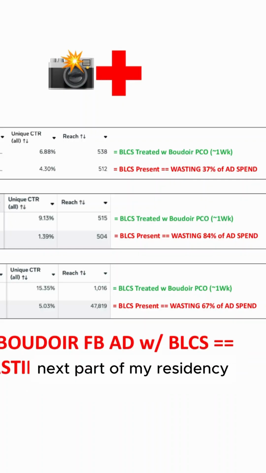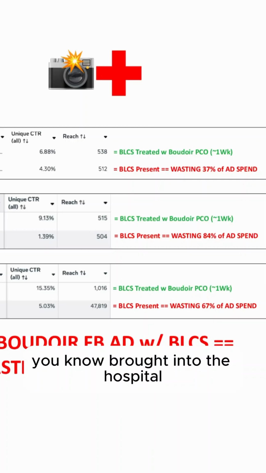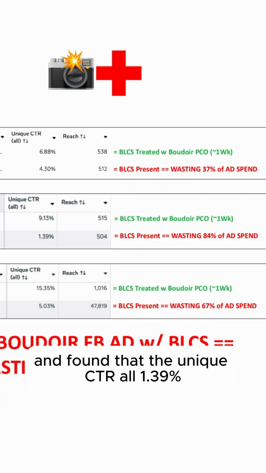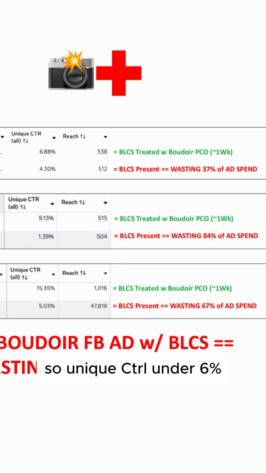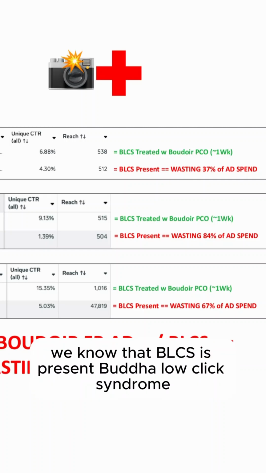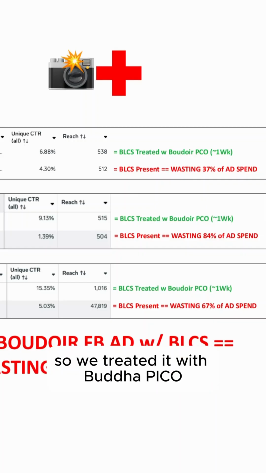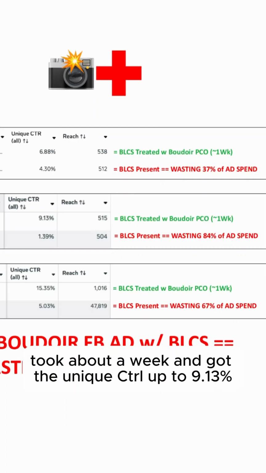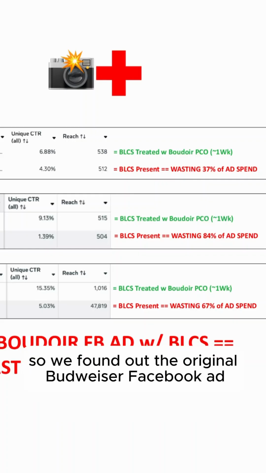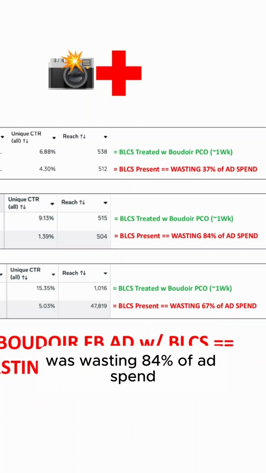Next, second part of my residency, found a second boudoir Facebook ad, brought it into the hospital and found that the unique CTR was 1.39%. So unique CTR under 6%. We know that BLCS is present, boudoir low click syndrome. So we know we can solve this. We got the solution. So we treated it with boudoir pico, took about a week, and got the unique CTR up to 9.13%. So we found out the original boudoir Facebook ad was wasting 84% of ad spend.